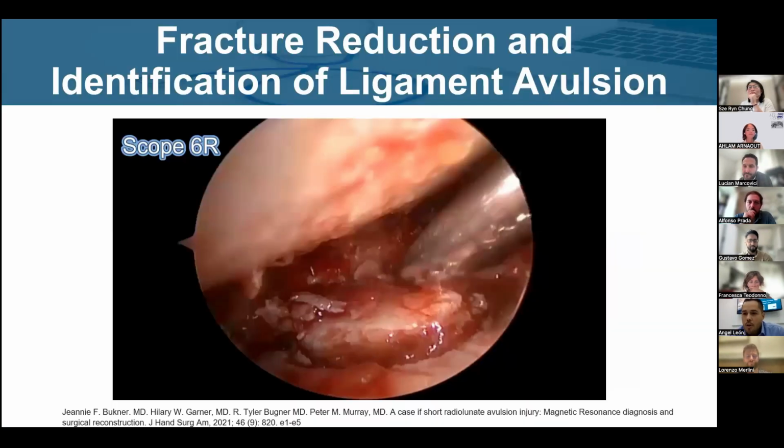Now, the distal radius fracture was reduced first by a volar approach, and finally the depression of the lunate facet was reduced by arthroscopy, and the avulsion of the ligaments was identified at the same time. We noticed that the avulsion fragments were very small, so that fixing them was very difficult.